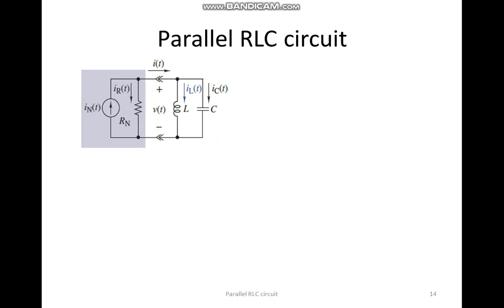Hence, by applying Kirchhoff's current law, which states that current entering a node is equal to current leaving, In of t is equal to IR of t plus I of t. Similarly, applying Kirchhoff's current law here, I of t equals IL plus IC. Now combining these two equations, we generate a general equation of a parallel RLC circuit, which is IC plus IR plus IL equal to IN.